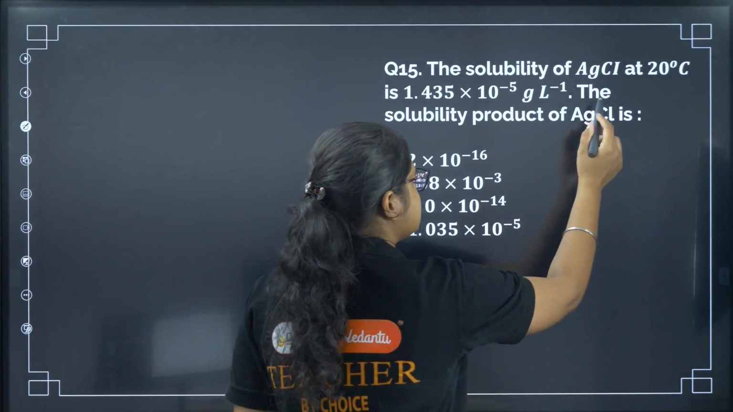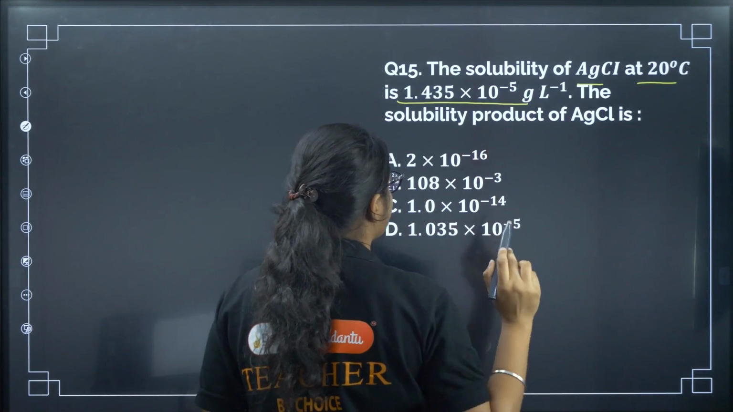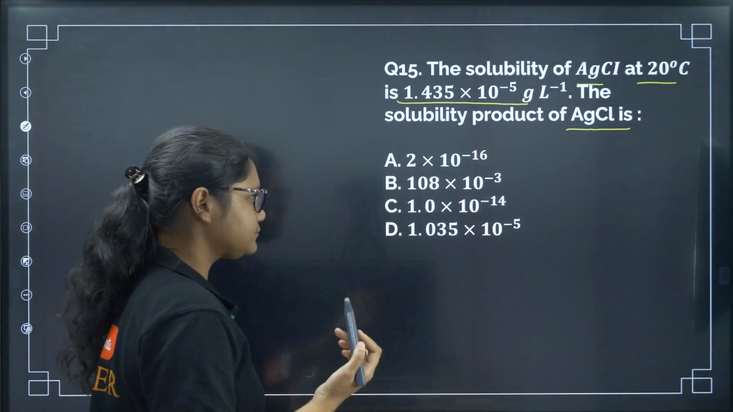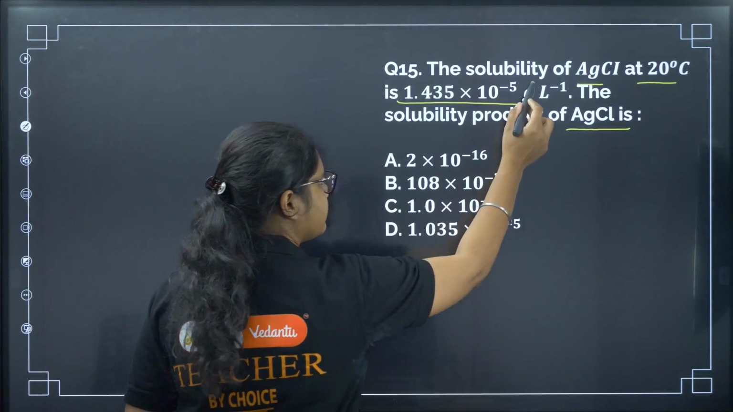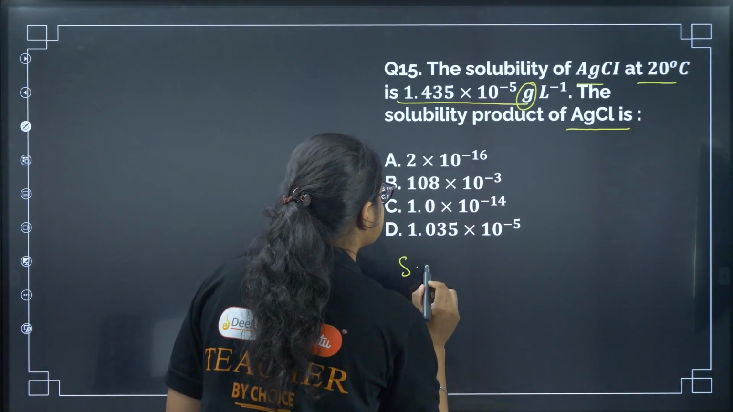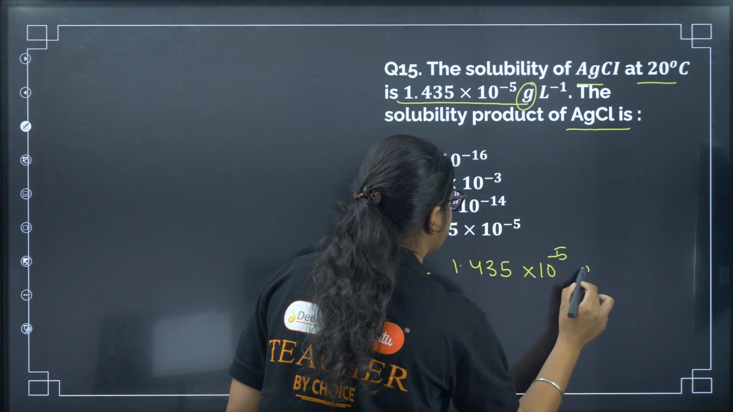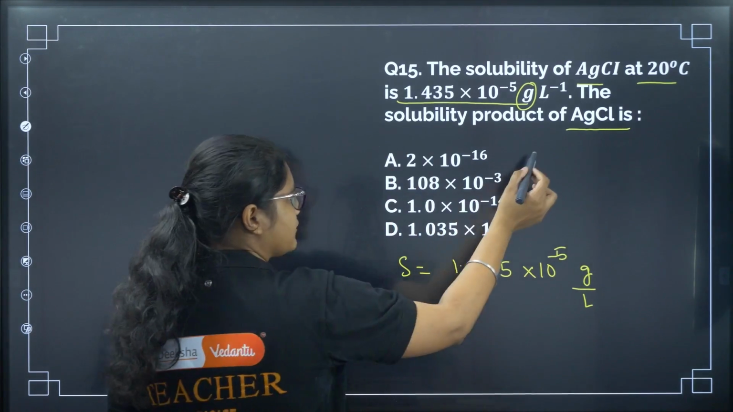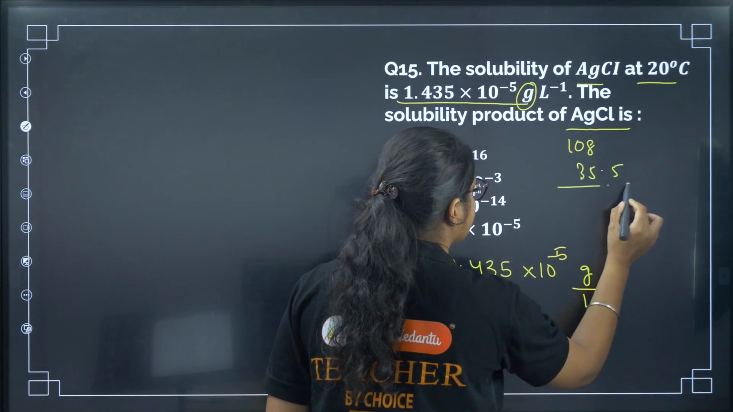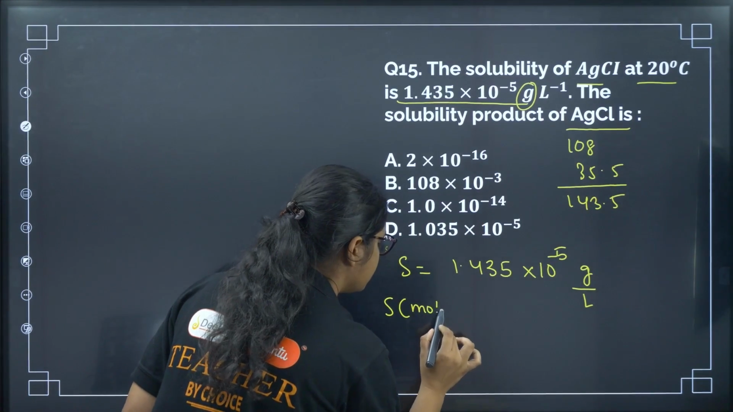Next, the solubility of AgCl at 20 degrees Celsius is given as 1.435 into 10 to the power of minus 5 grams per liter. The solubility product of AgCl will be, okay, so now you have to be very careful here with the units, that is grams per liter. We should convert it into moles per liter. Now if you calculate the molar mass of this one, silver is 108, chlorine is 35.5, so that is equal to 143.5.